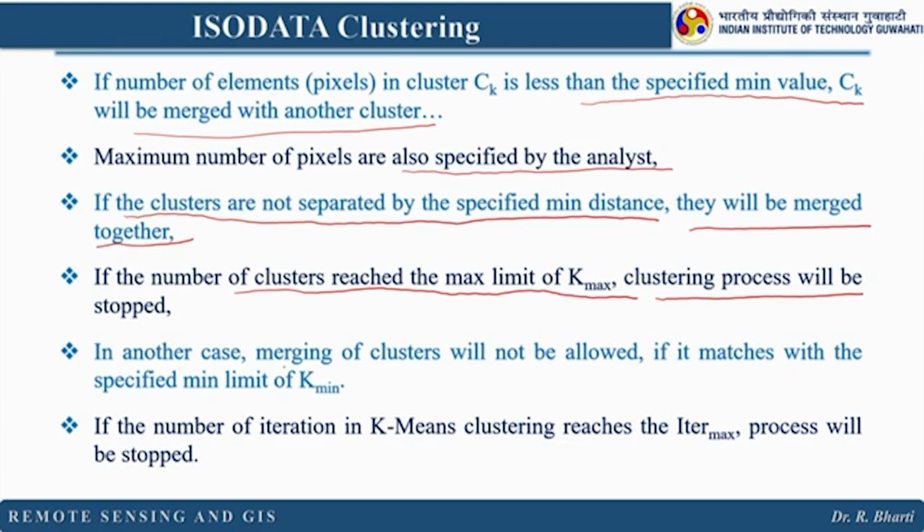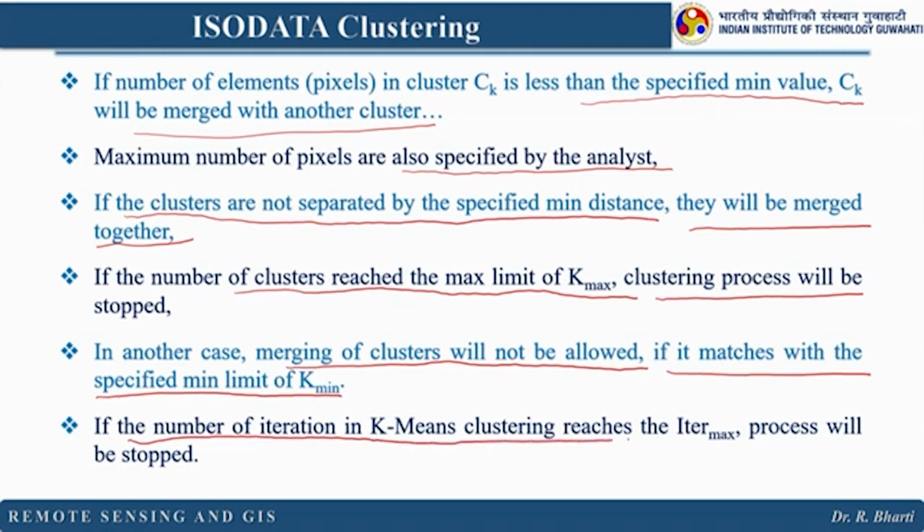In another case, merging of clusters will not be allowed if it matches the specified mean limit of K-means, right? So everything I have discussed in the previous slide. If the number of iterations in K-means clustering reaches the maximum number of iterations, the process will be stopped. Because we need to be very careful while running these clustering methods, because you need to stop somewhere, otherwise it will keep on running. So if any of them are not matching, then the iteration will stop.